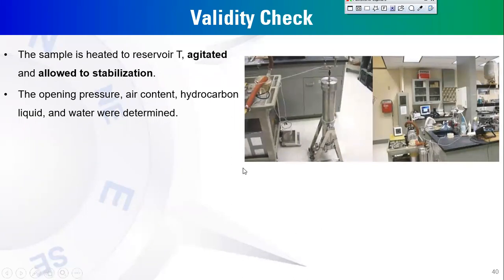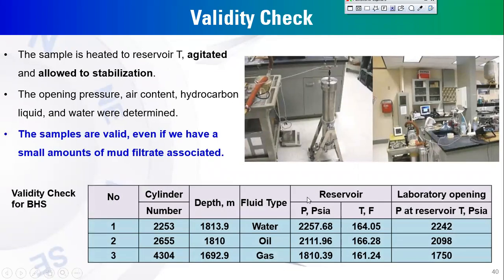And then the next step is to measure the opening pressure of the sample. So this is an example of actual data for a PVT validity check. Let's say this is the cylinder number of the bottom hole wireline sampling tool. This is the selected depth. For fluid type, let's say we have oil. This is the sampling condition, reservoir pressure and temperature, and this is the laboratory opening pressure at reservoir temperature. It's actually within the range of the reservoir pressure.